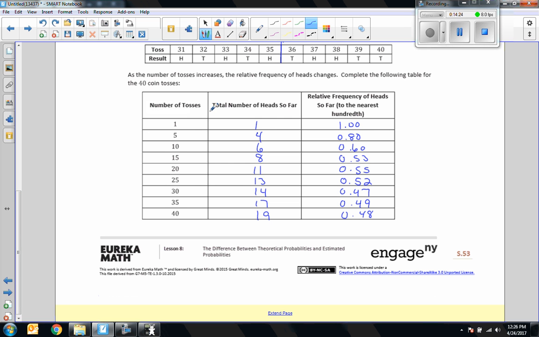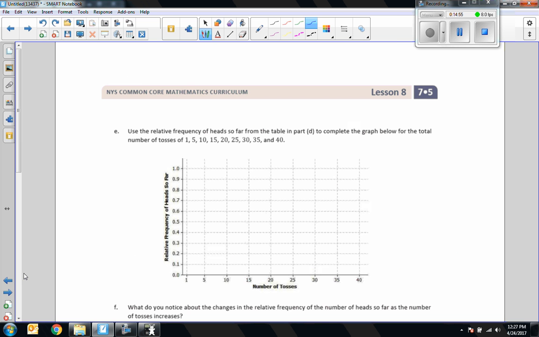Okay, so there's our table of frequencies. Now look what's going on. We started at 100%. First toss we got a heads, and then after 5 tosses we had 4 heads, so it dropped from 100% to 80% to 60 to 53, back up to 55, down to 52, down to 47, back up to 49, down to 48. So if you notice down here, the more times we toss, the closer we are getting to and staying near 50%.